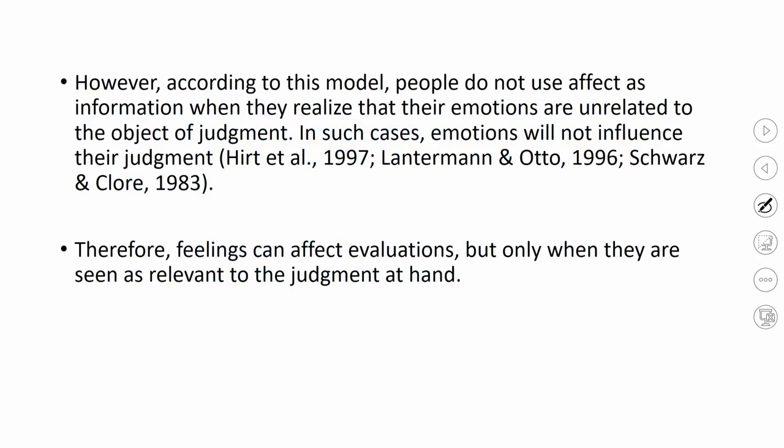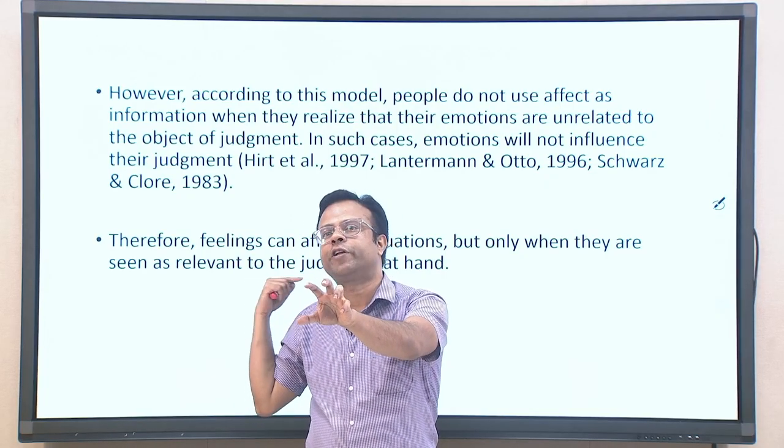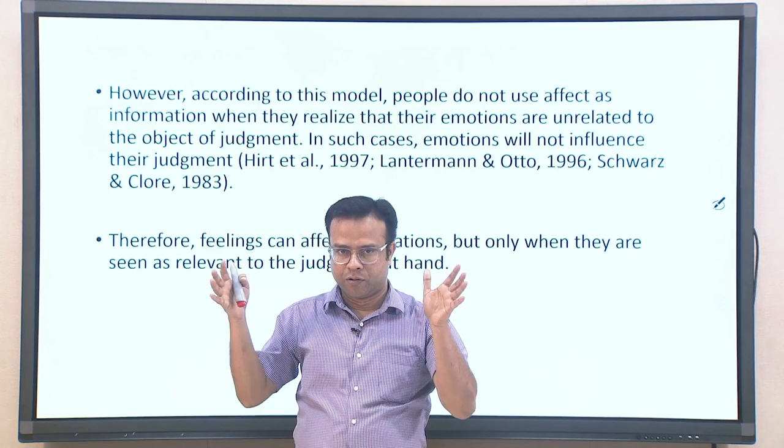However, according to this model, people do not use affect as information when they realize that the emotion is unrelated to the object of judgment. So, this model also says that emotion does not equally influence decision and judgment, especially when they feel that this emotion is not connected to this situation. When people see that a particular emotion is connected to the situation, then the judgment of the situation is influenced by this emotion. But if they think this emotion was connected to something else, then it may not influence the judgment of a particular situation X when the emotion arose from the Y situation.